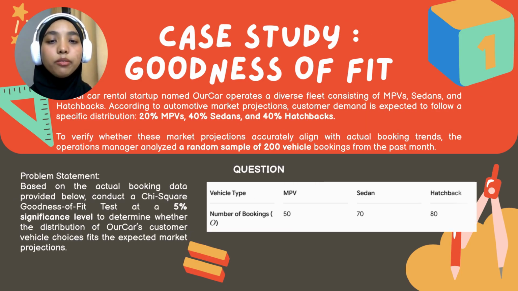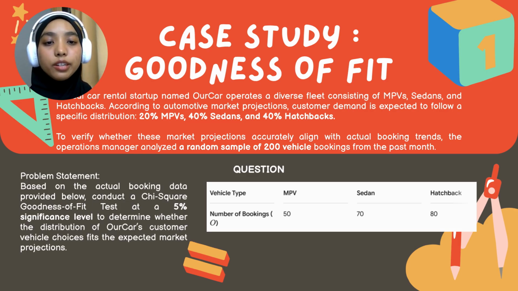Now we look at our case study for goodness of fit. Our scenario is a local car rental startup named Our Car, which operates a diverse fleet consisting of MPV, sedans, and hatchback. According to the automotive market projection, customer demand is expected to follow a specific distribution: 20% MPV, 40% sedans, and 40% hatchback.